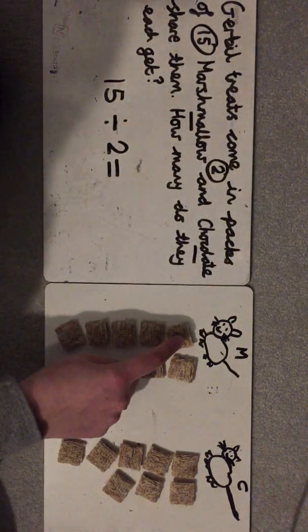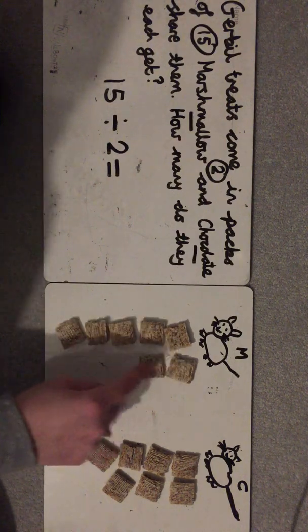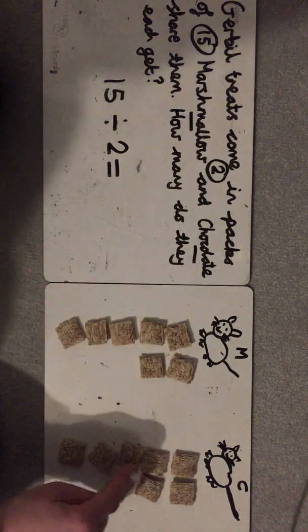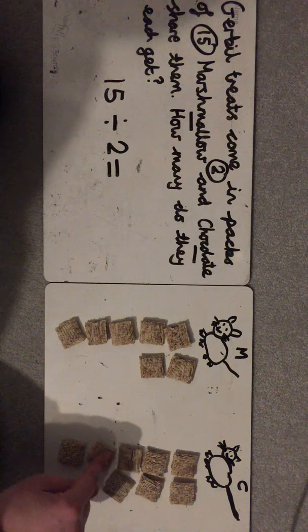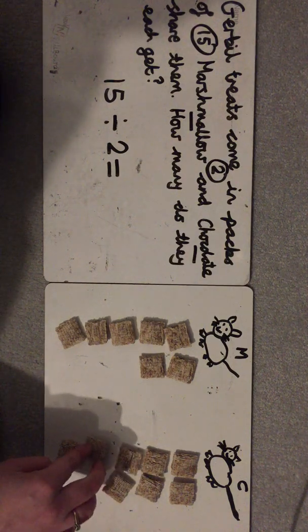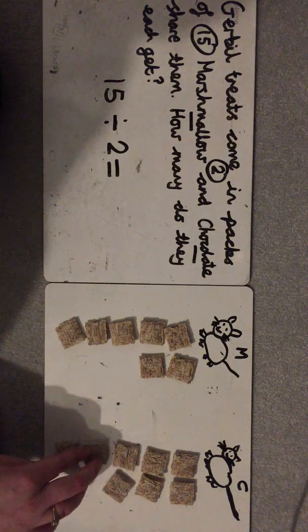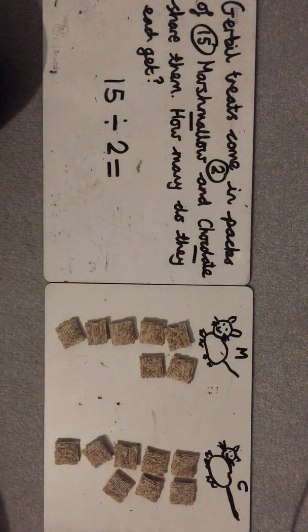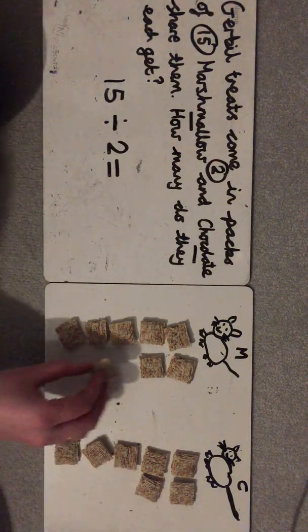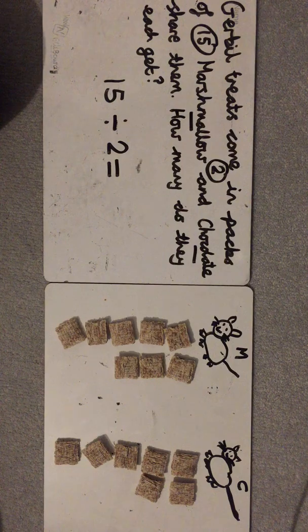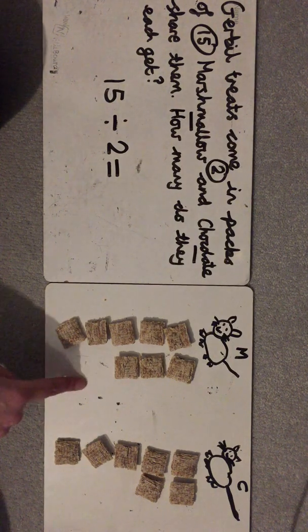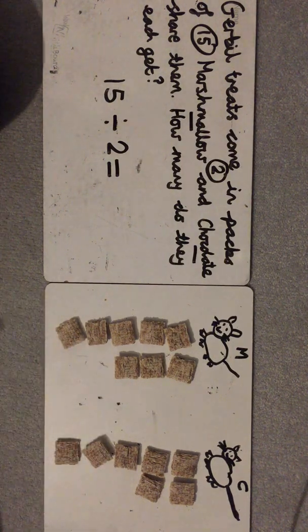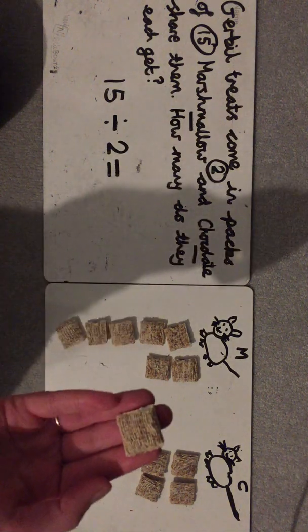So I can see Marshmallow now has 1, 2, 3, 4, 5, 6, 7. And Chocolate has 1, 2, 3, 4, 5, 6, 7, 8. Now, Marshmallow's not going to be very happy, and they're probably going to get into a bit of a fight over these treats. So should I take this away from Chocolate and give it to Marshmallow? Is that fair? No, because the same will happen. It just means Marshmallow has more than Chocolate this time. So what do I do with this one?